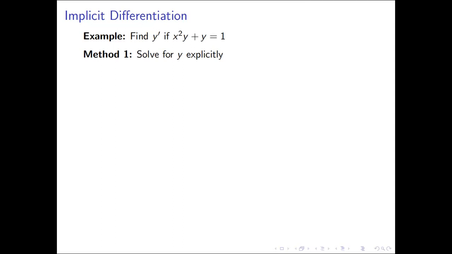So let's solve for y. And we can do that by factoring out y, giving us this equation. And we can get y by simply bringing this down. So we have y equals 1 all over x squared plus 1, which we can rewrite as x squared plus 1 to the negative 1, so that we can easily get its derivative by applying the chain rule for power functions.